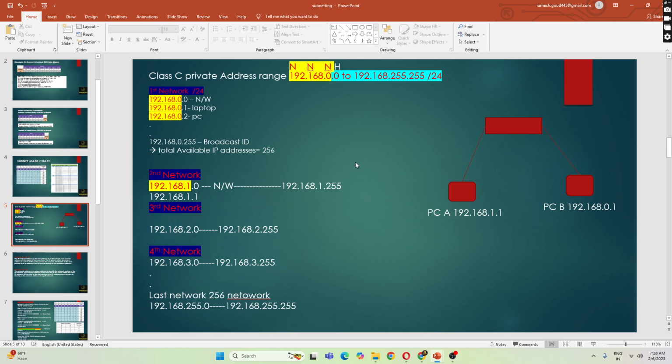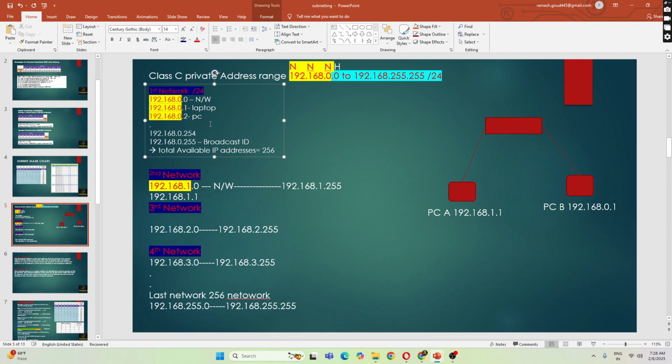It will send to all. Yes, it will send to everyone, right? Who is everyone? This range, from 192.168.0.1 to 192.168.0.254. So it will broadcast the packets to this range, 0.1 to 0.254, all the hosts, all the IP addresses. Understood or not?